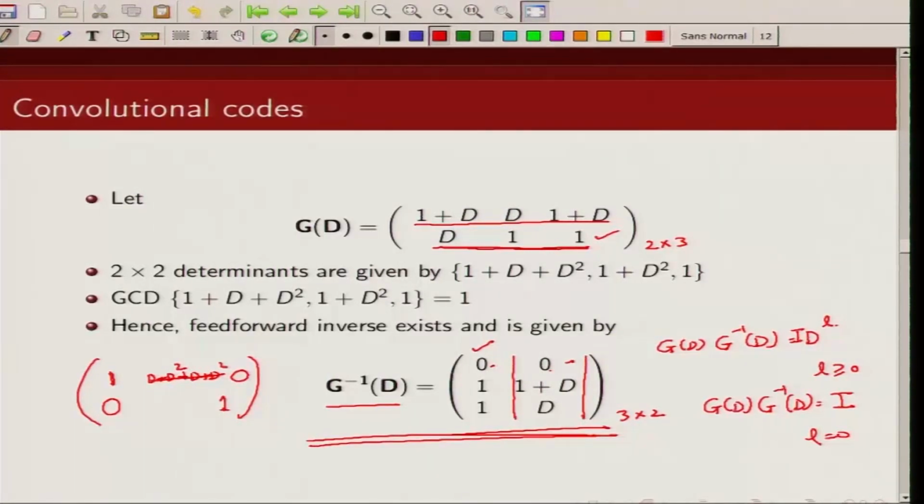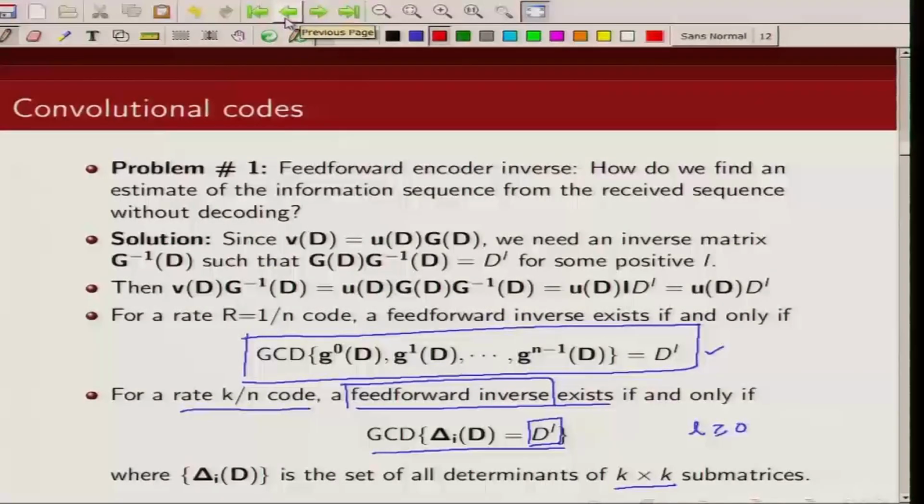So, this is an inverse for this generator matrix, and we can see that all the terms are feed forward terms: 1 by D, and 1, 1. So, this is a feed forward inverse for this convolutional code with this generator matrix. Now, to recap, the condition under which the feed forward inverse exists for a convolutional code whose generator matrix is given by G(D) is given by this condition for a rate 1 by n code, and for a k cross n code it is given by this condition.